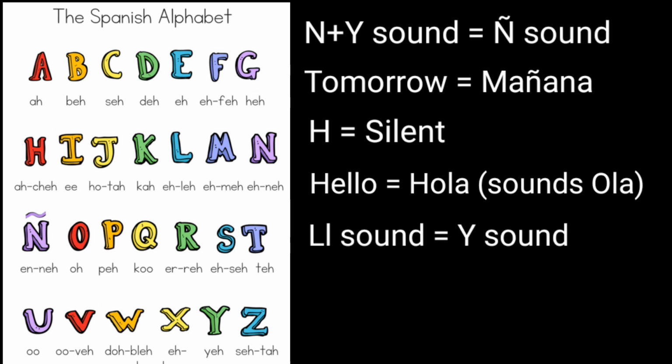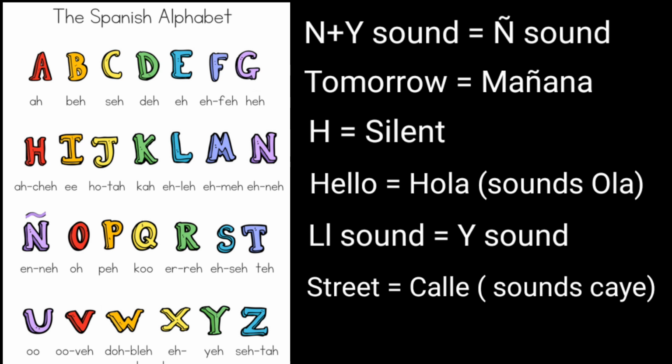Okay? So the next thing which I find really interesting is the double L sound. The double L gives the Y sound. For example, street in Spanish is C-A-L-L-E, so it would be calle. So, straight Y sound. So these are some differences between the Spanish and English languages, but trust me, these differences are not very difficult and not very big. With time, you get accustomed to them and you start loving the language.